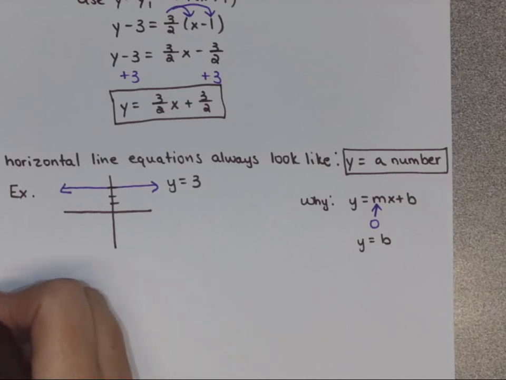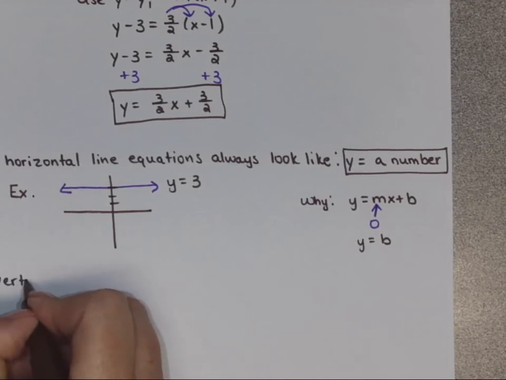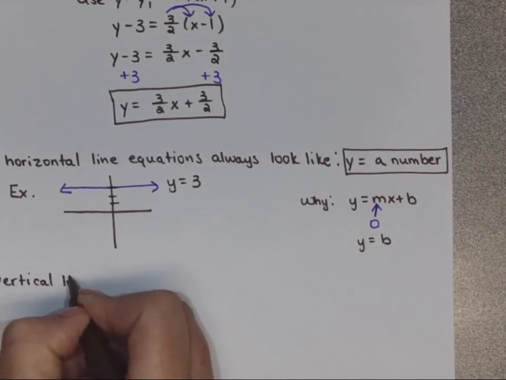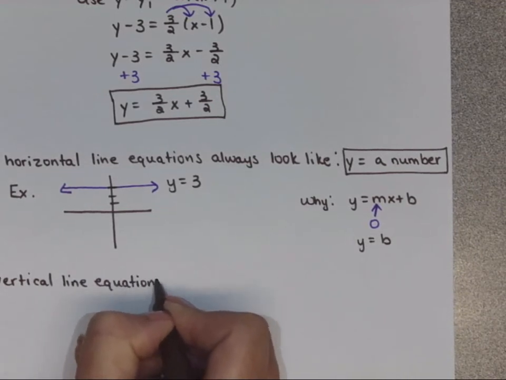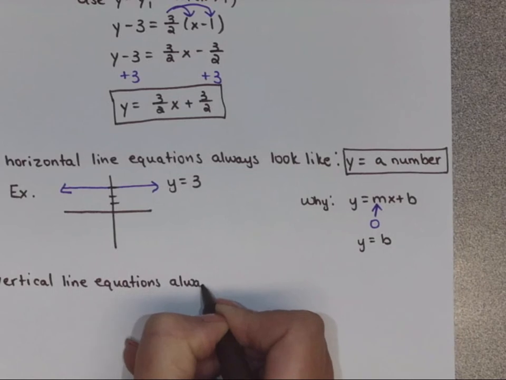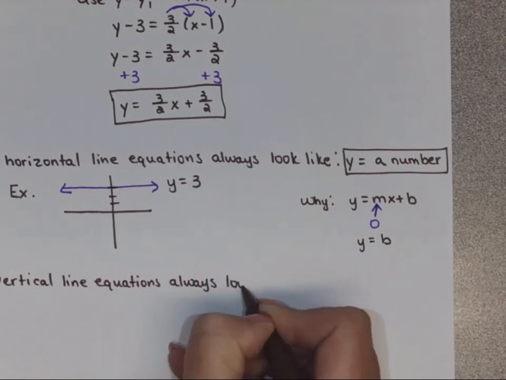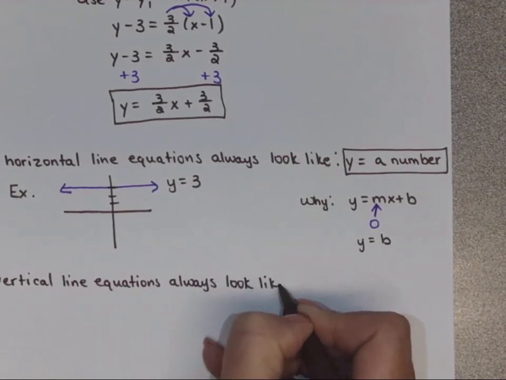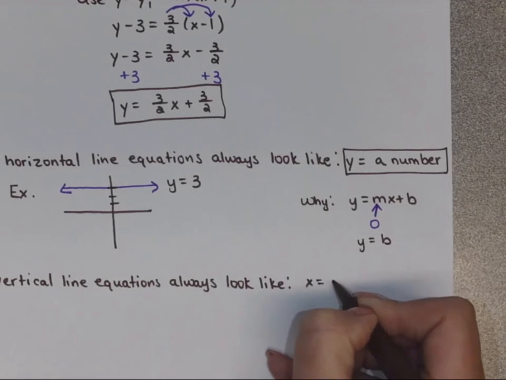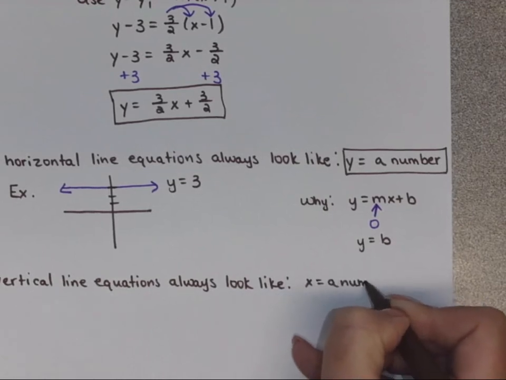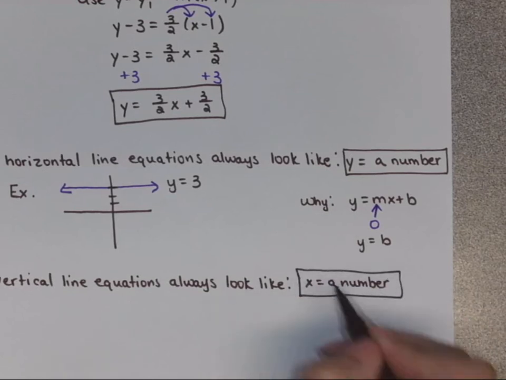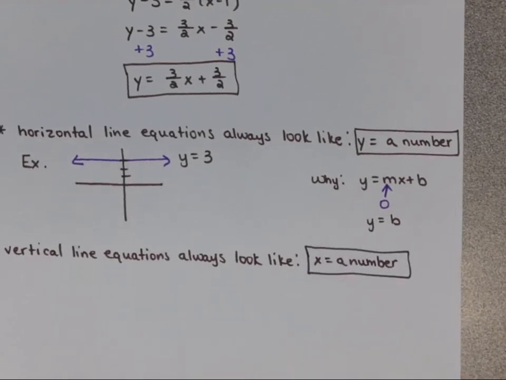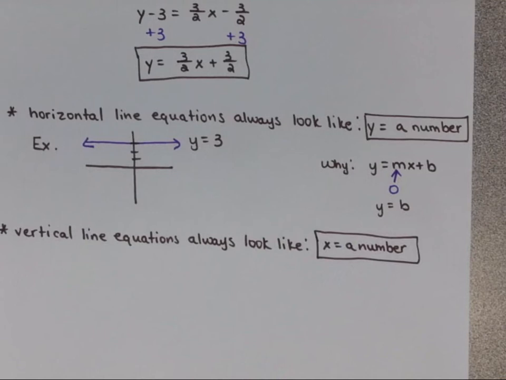If we have horizontal lines, what do we also need to talk about? Vertical lines. So vertical line equations, what do you guess? What are they going to look like? Horizontal line equations look like y equals a number, so what do you guess vertical equations? Yeah, they're going to look like x equals a number. So there's really not a whole lot to these.